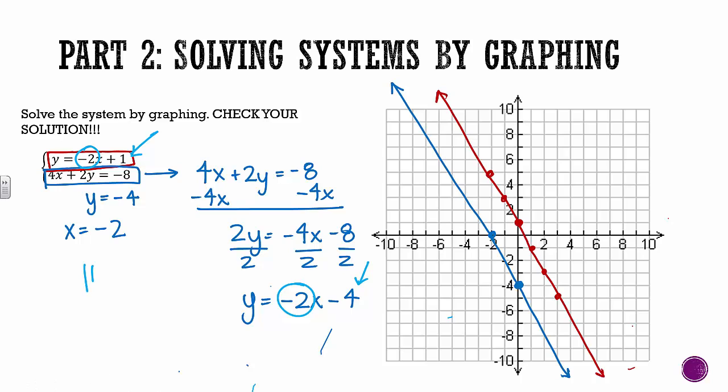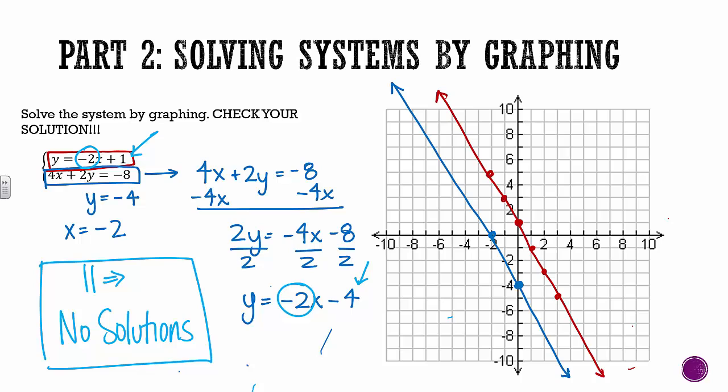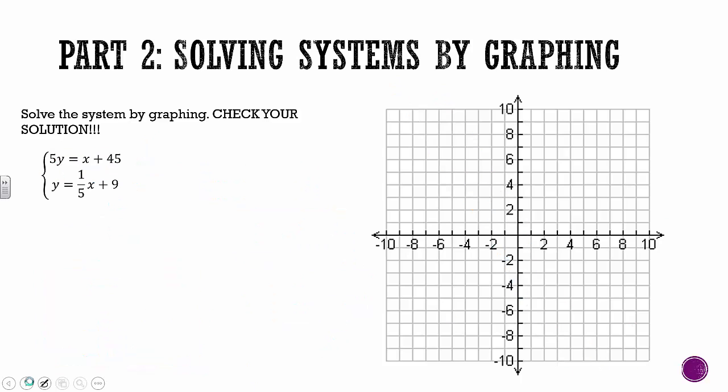So remember, that means they're parallel. So this would mean that this has no solutions. There is no spot on any of these graphs that will work for both equations. Let's try another one.